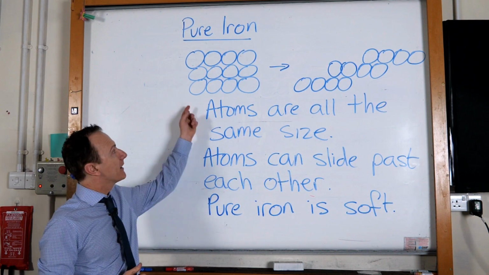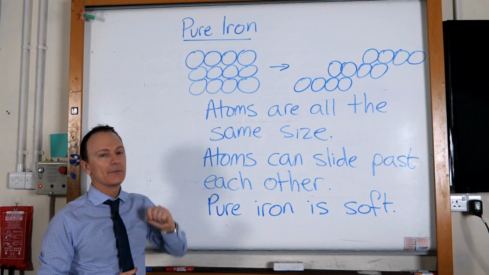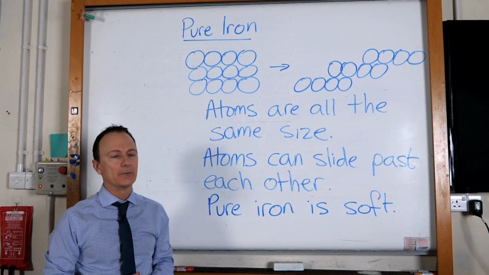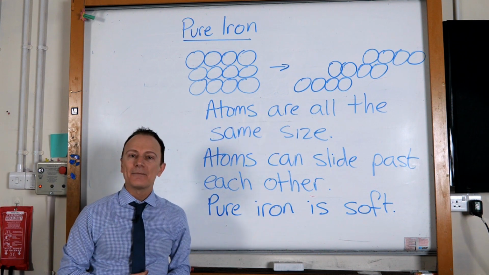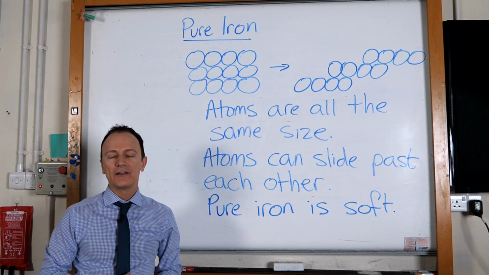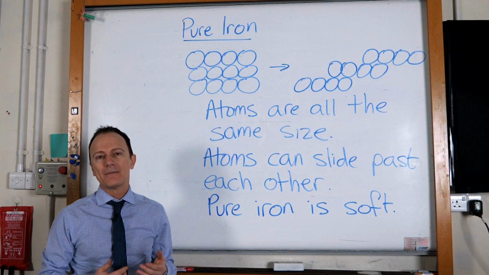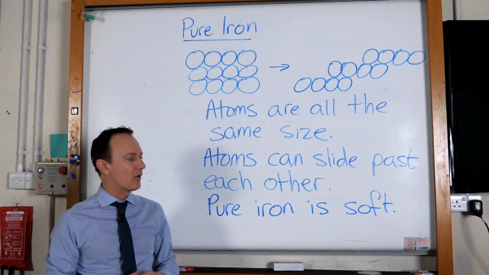Well, in pure iron we can see the atoms are all the same size because we've only got iron atoms. That means that the atoms can slide over each other, and that makes the iron too soft to use on its own. We wouldn't use pure iron to make something like a bridge that needs to be strong.